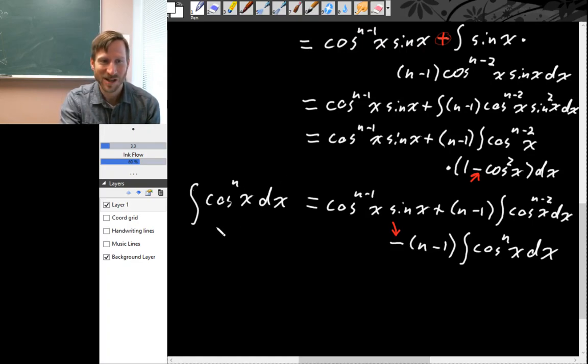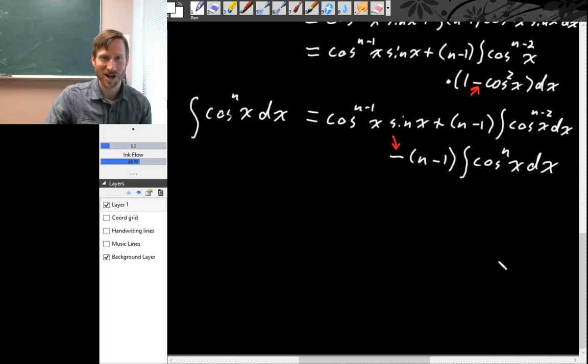We have the integral we started with, integral of cosine to the n of x dx, on both sides of the equation. And that means we can solve this equation for the integral that we want, integral of cosine to the n. So if you think you can handle that, then stop, give it a try, and see how it goes. Okay, so if you're still watching, that must mean you want to see me do it.